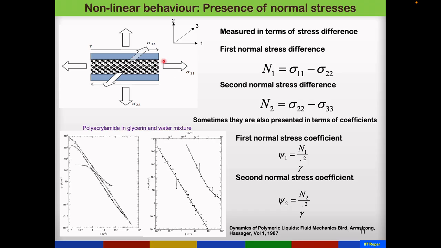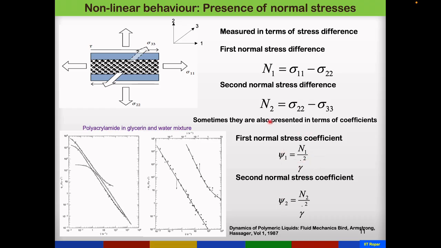the flow direction. But if you keep a complex fluid or viscoelastic fluid, then along with the stress component in the flow direction, it will also generate some stress component normal to the flow direction, which is called normal stress. These are generally measured in terms of normal stress differences, N1 and N2. N1 is the first normal stress difference, and N2 is the second normal stress difference, or in terms of normal stress coefficients, psi 1 and psi 2.